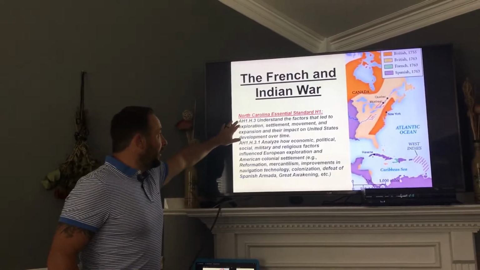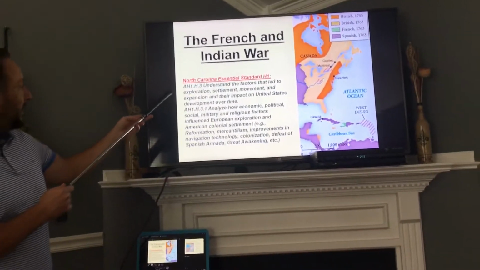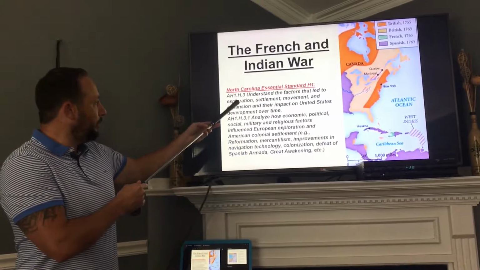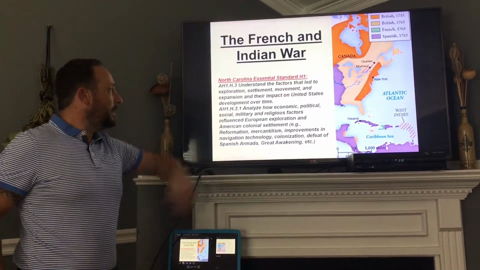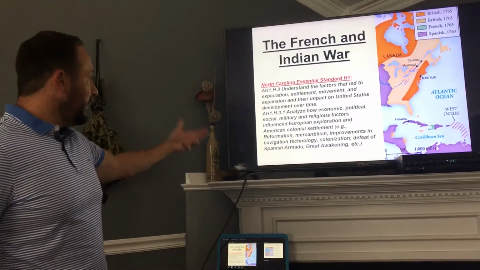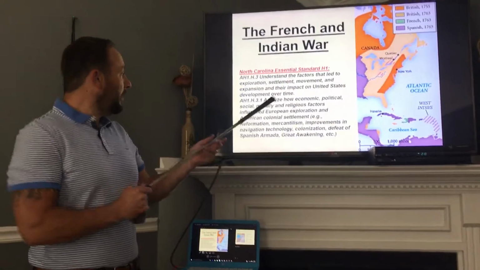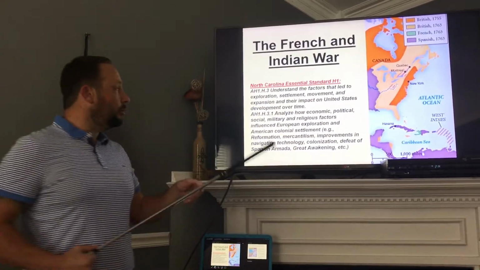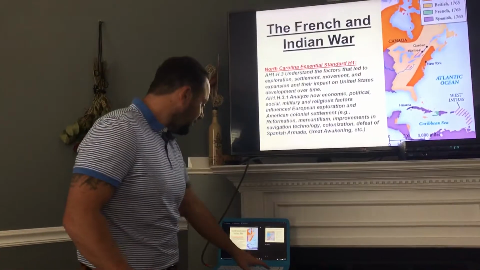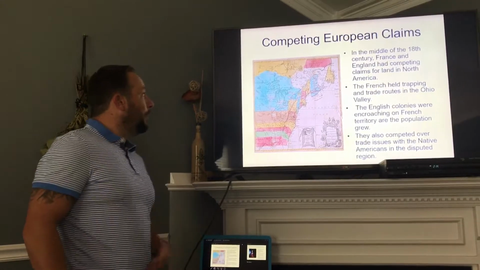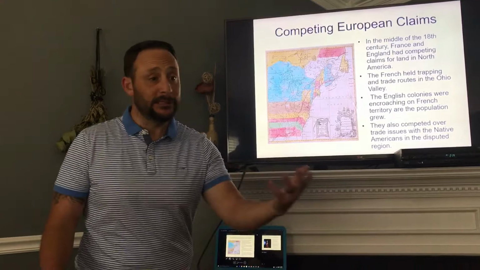Alright, so we're going to be covering this standard right here, North Carolina Essential Standard. Okay? And the Essential Standard today is going to be AH1.8H.3. And then also AH1.8.3.1. Basically, we're going to be understanding the factors that led to exploration and settlement. And then also we're going to analyze how economic, political, social, and military factors influence exploration.